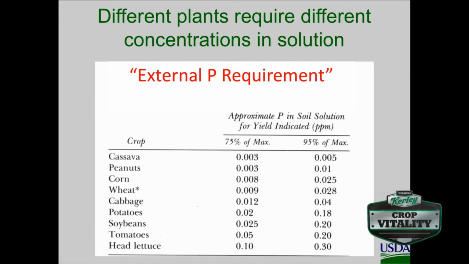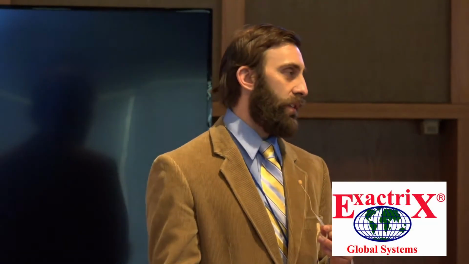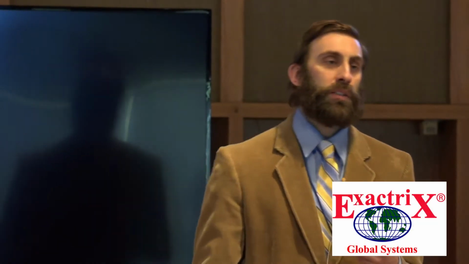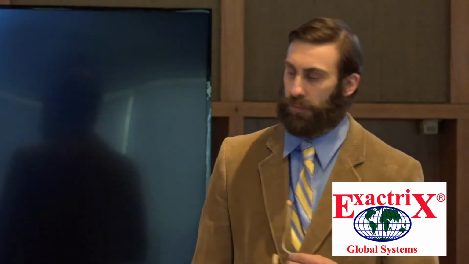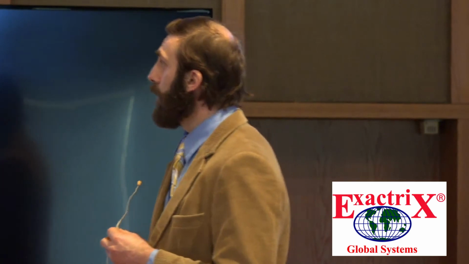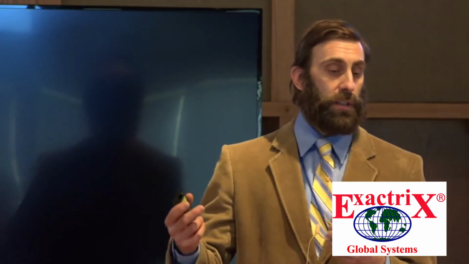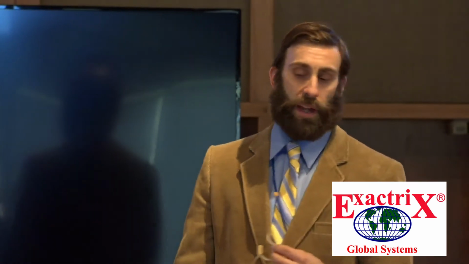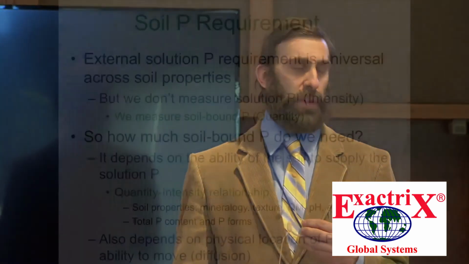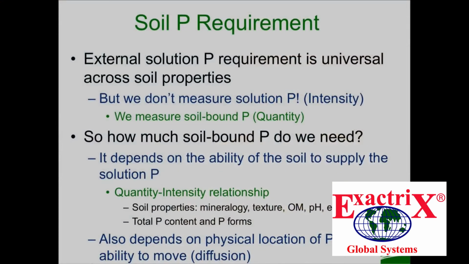Okay, so that's great. We have some idea of how much phosphorus is required in solution, but we don't measure what's in solution, right? We measure what's in the soil. So what's our soil phosphorus requirement? What is it a function of? Well, the soil phosphorus requirement is a function of the solution P requirement, or the external phosphorus requirement. So, like I said, we don't measure solution P, the intensity, in other words. We measure what's in the soil. But the soil P requirement is partly a function of that.